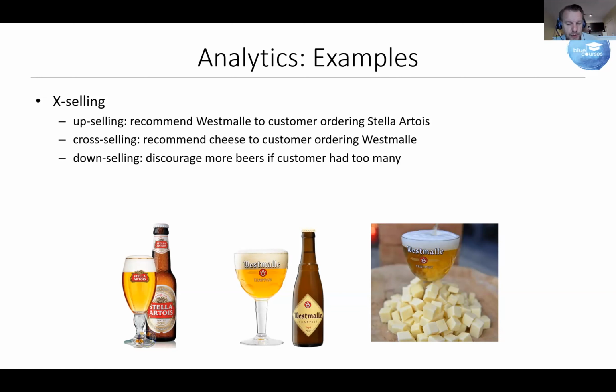Obviously, the evening may go down very smoothly, and if you ask me, maybe a bit too smoothly. And once I had too many beers, it may no longer be good for me. And the waiter may at a certain moment decide to stop selling me beers because it's not too good for me anymore. That's an example of downselling. Sometimes you want to discourage customers from buying products to make sure that they have a good customer experience, right?